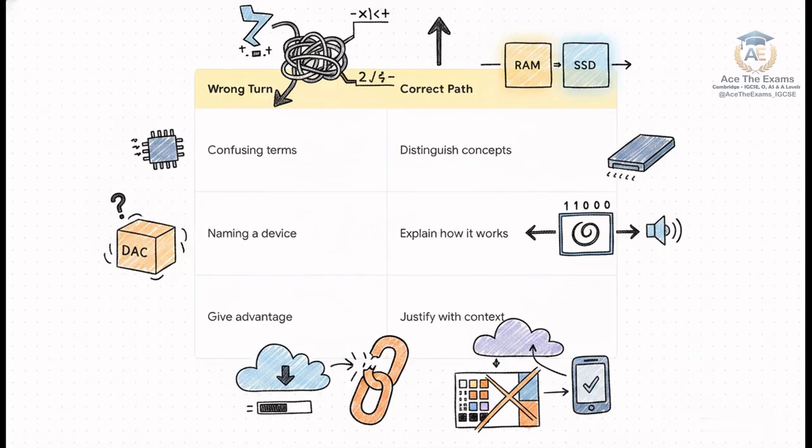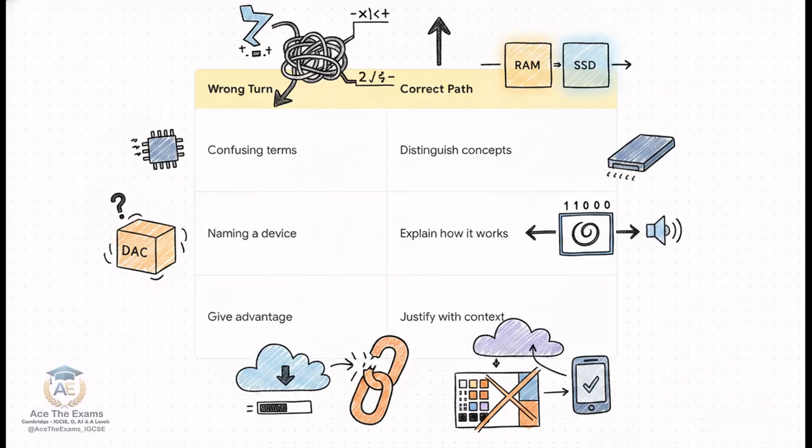Let's look at a few classic wrong turns. A massive one is confusing memory, like RAM, with storage, like an SSD or hard drive. You must distinguish them clearly. Memory is volatile. It is strictly for current, active processes and instructions that the CPU is executing right now. Storage, on the other hand, is non-volatile. It's for the long-term retention of files and software, even when the power's off. If you mix these up, the examiner assumes you don't understand computer architecture at all.